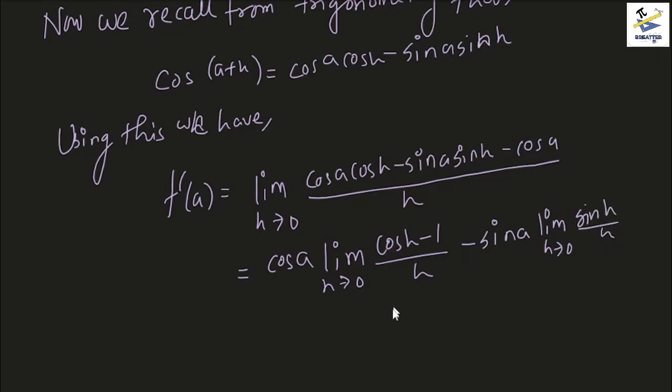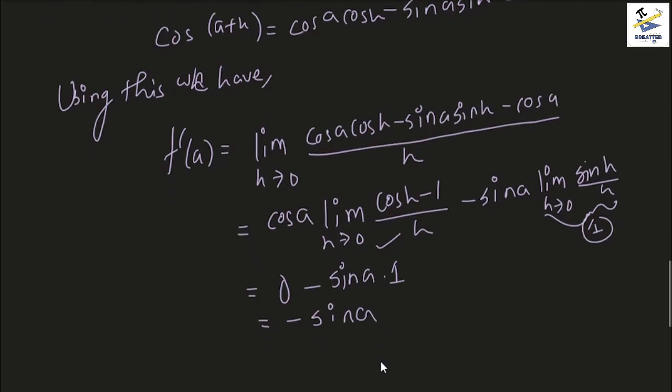As we know from the previous example, this limit is 0, so this is 0 minus sin a into 1, because this limit is 1 as we have done in previous examples. So the answer becomes minus sin a. Okay, so that's the derivative we were trying to find.